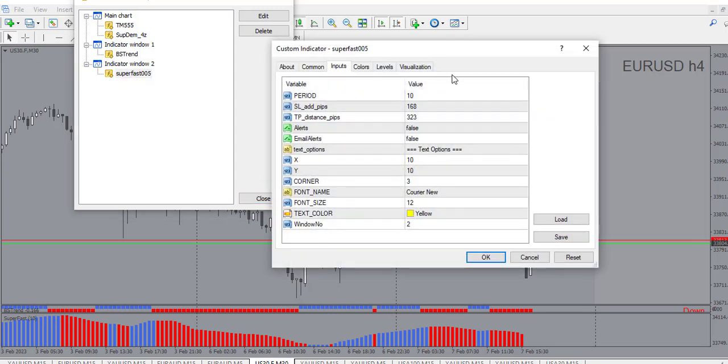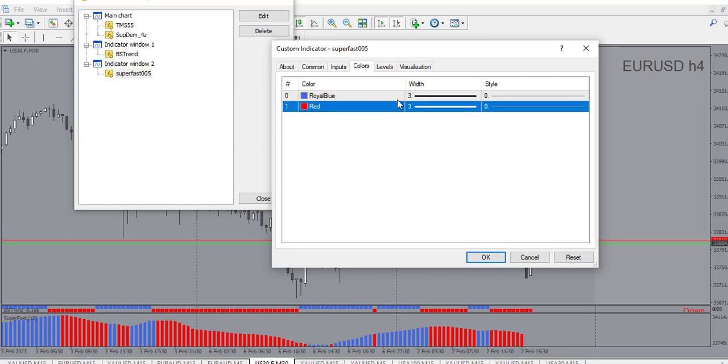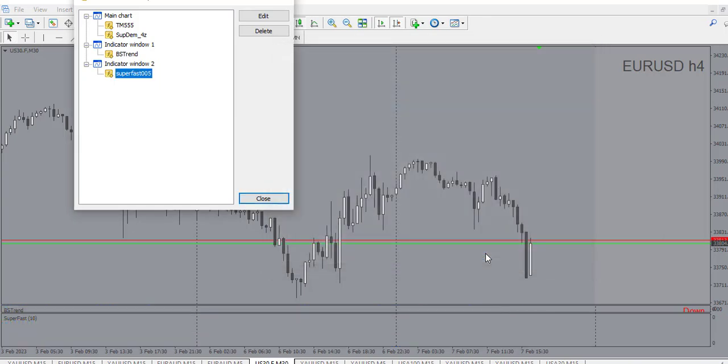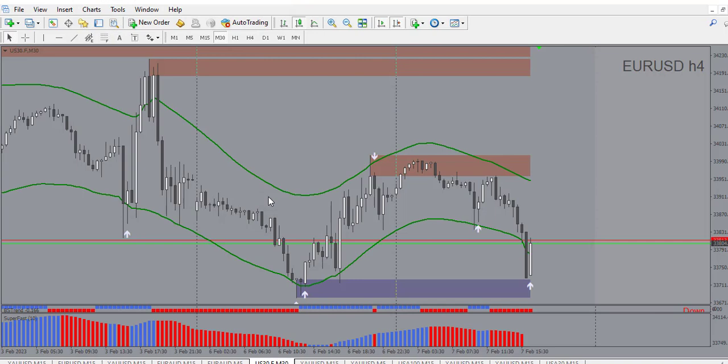And the last indicator here is the super fast indicator. The period is 10. The support underscore add underscore pips is 168. Just pause the video and enter the values for this MetaTrader 4 indicator. Here are the colors that I use: royal blue for buy and red for sell. This is all the indicators I use for this particular strategy.